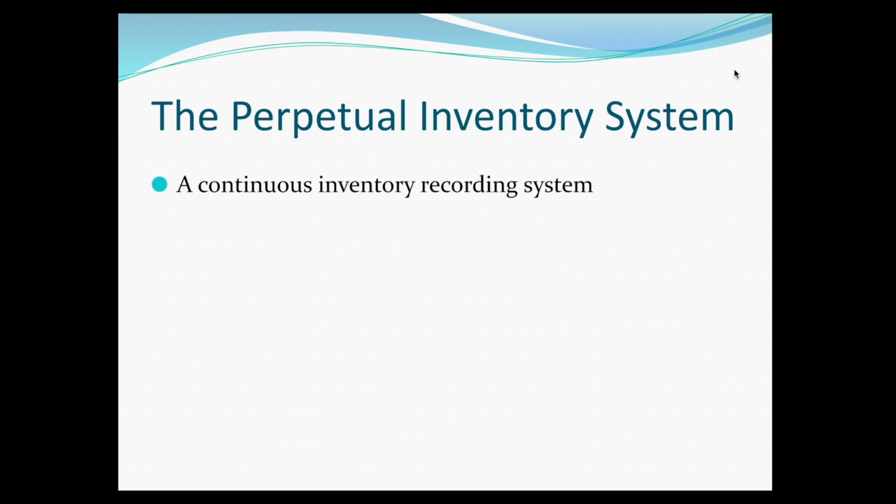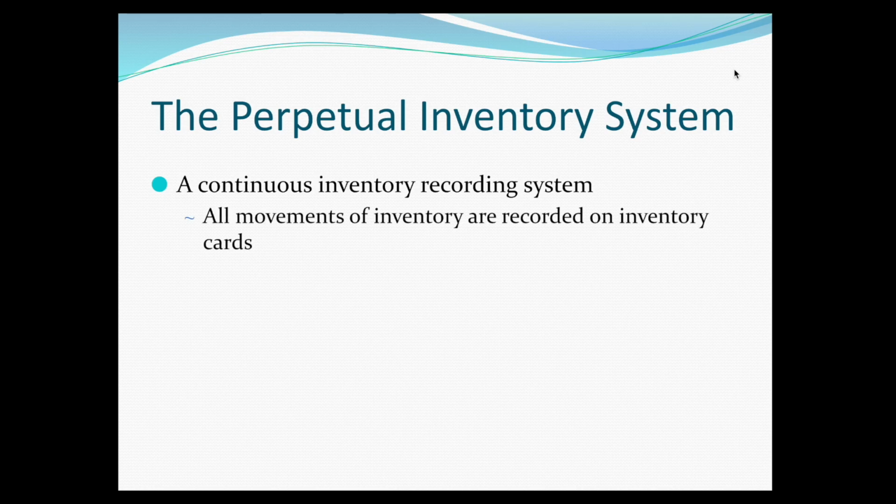Now let's look at the perpetual inventory system. What's a perpetual inventory system? It's a continuous inventory recording system. All movements of inventory are recorded on inventory cards. So whatever inventory a business receives, sells, or loses, all types of movements with regard to the inventory of a company are recorded on what's called an inventory card. We'll learn about inventory cards in this lesson.